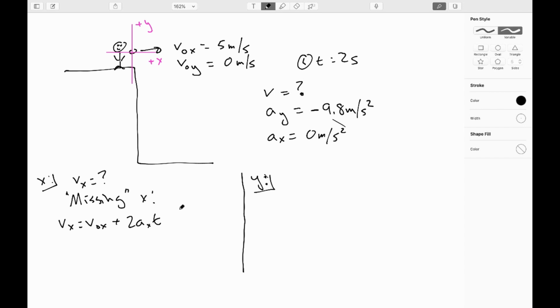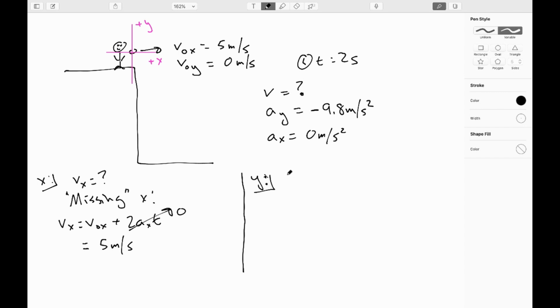So that's going to say that v sub x equals v naught x plus a sub x times the time. Now, normally I'm not a fan of putting the numbers in right away. The one place where I will make an exception to that is if the number is 0. Here, a sub x is 0. So that tells me that the final x component of my velocity is the same as the initial, which is 5 meters per second.